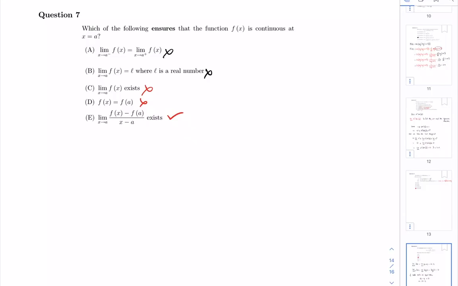Now this right here is the answer. Why? Because this is telling us that the function is differentiable. So once the function is differentiable, the function must be continuous.